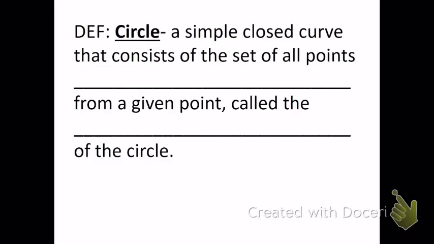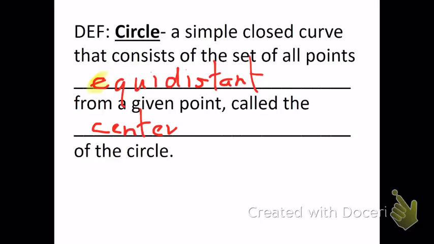A circle is a simple closed curve that consists of the set of all points equidistant from a given point, and the given point is called the center of the circle.